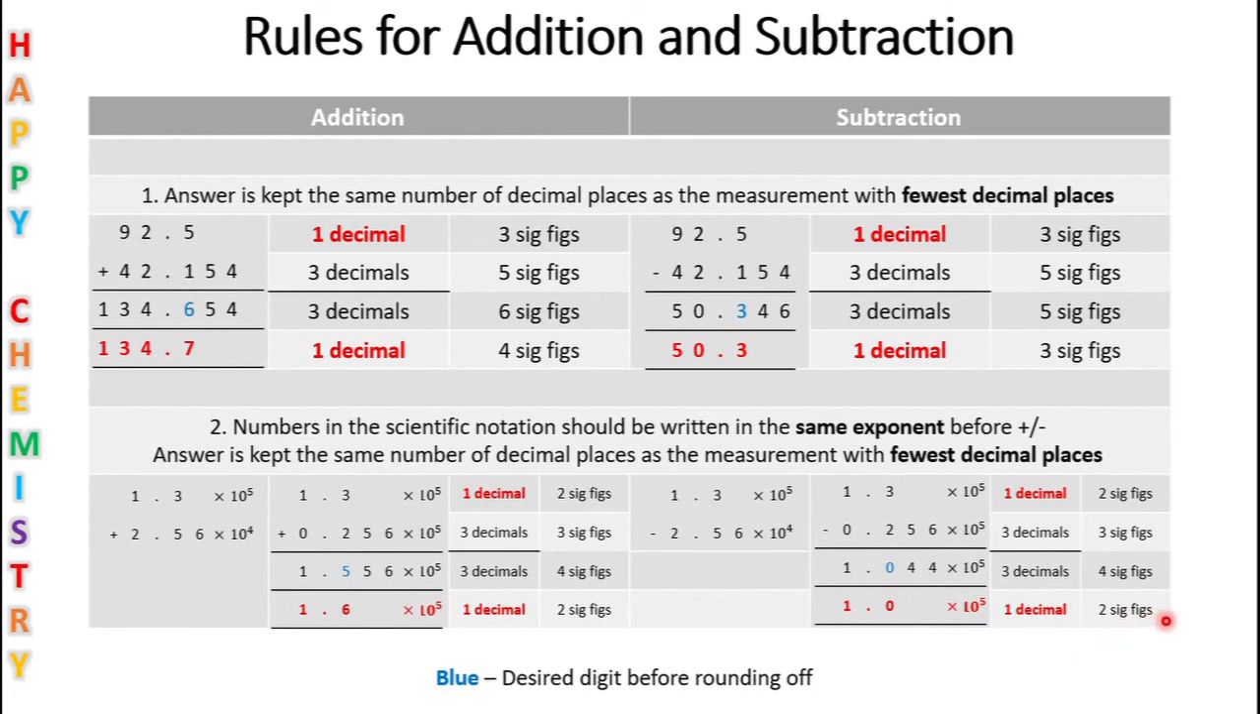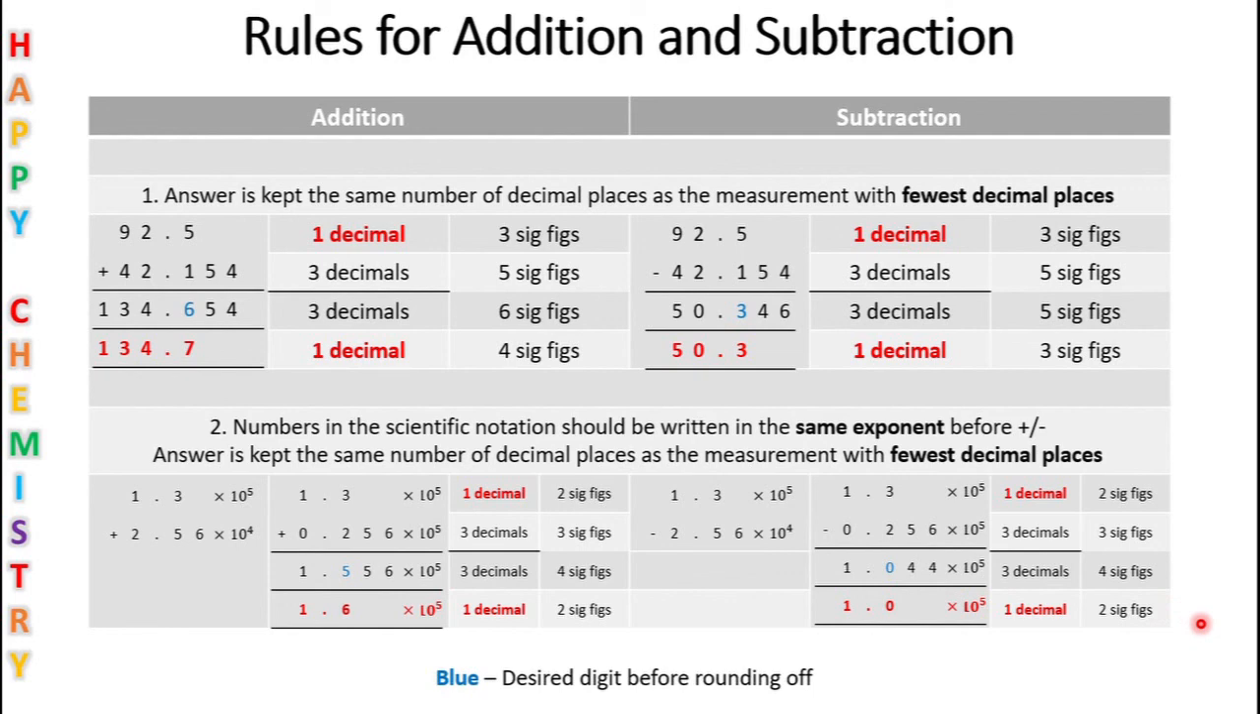Now let's look at the significant figures. 1.3 into 10 to the power 5 has two significant figures. 0.256 into 10 to the power 5 has three significant figures. 1.044 into 10 to the power 5 has four significant figures. After keeping the right number of decimal places, the answer 1.0 into 10 to the power 5 has two significant figures.